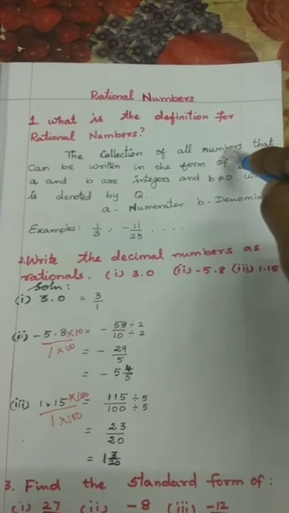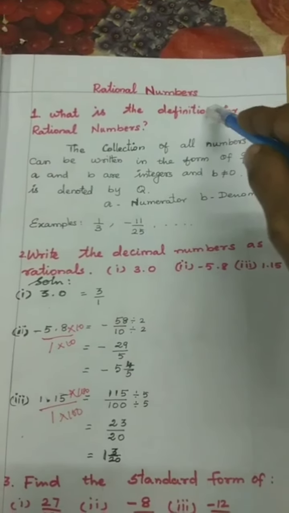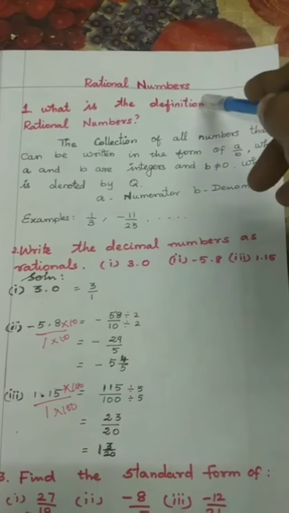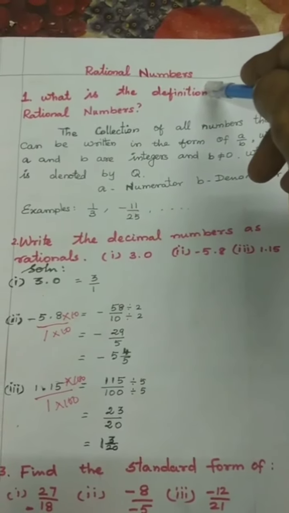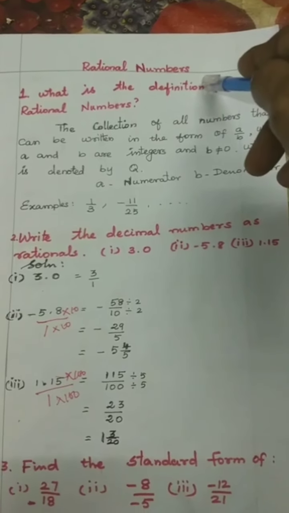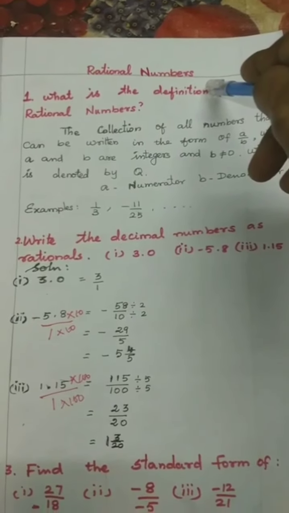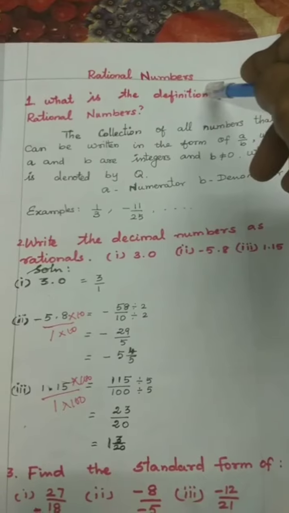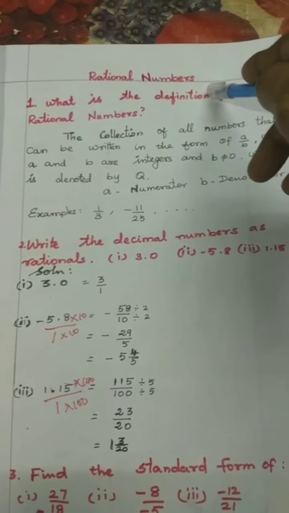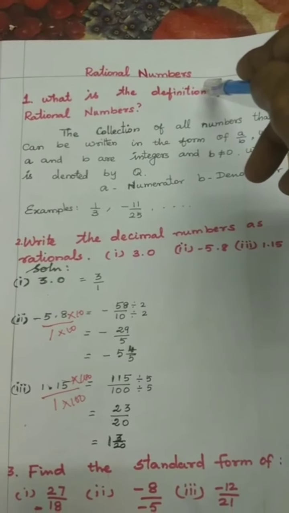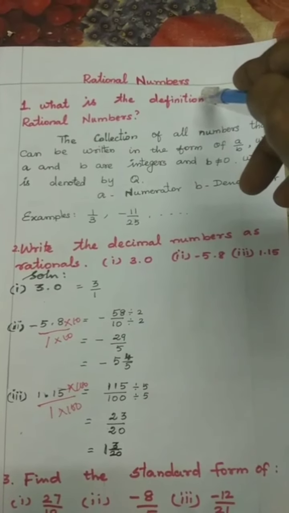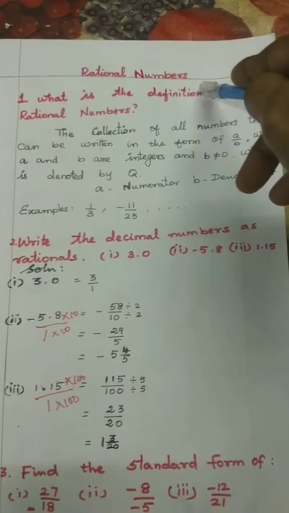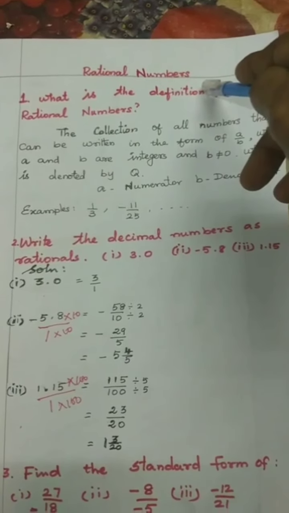The chapter is rational numbers. In the last class, we have seen the standard form, how to change the rational numbers to standard form, and how to simplify the rational numbers using the 4 operations. What are the 4 operations? Yes, addition, subtraction, multiplication and division.